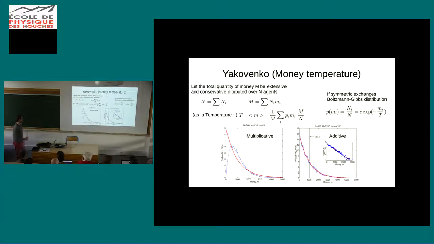So, of course, we cannot define this macro state, and we cannot define an equation of state for all the economy, but we can discuss the local optimization, and we can discuss the local distribution of an extensive variable using the formalism that comes from statistical physics. So I have an example from Yakovenko.